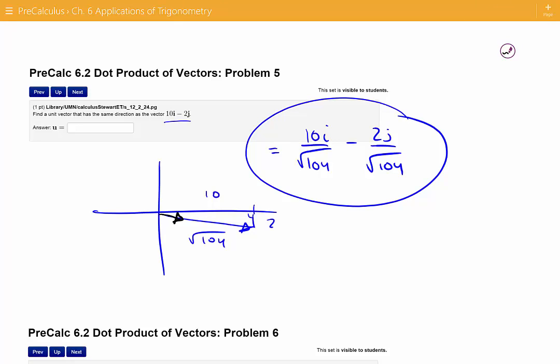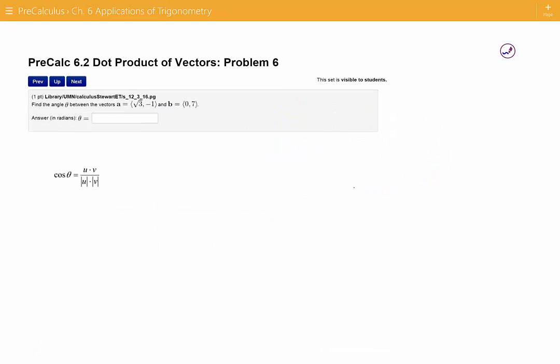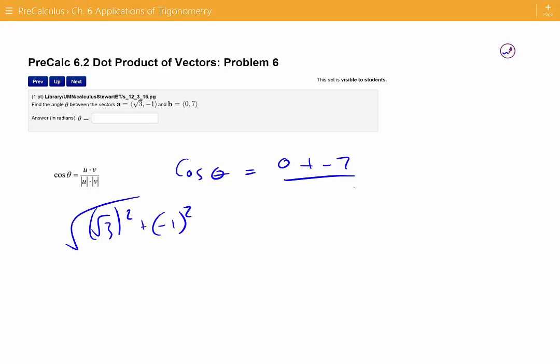Okay, the next problem wants to find the angle between two vectors, these two vectors a and b. I'm going to use this formula. So I have the cosine of theta equals the dot product, which is x times x, which gives you 0, plus y times y, which is negative 7, all over the magnitude of a. The magnitude of a is the square root of 3 squared plus negative 1 squared, which gives you the square root of 4, which is 2.